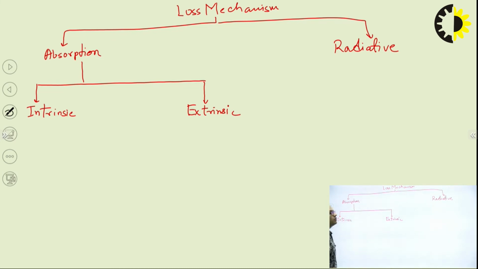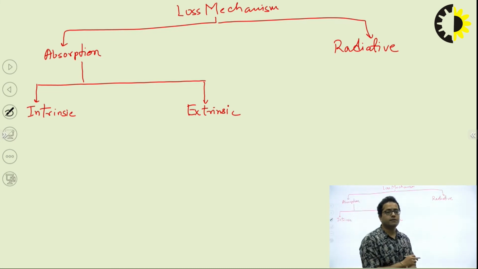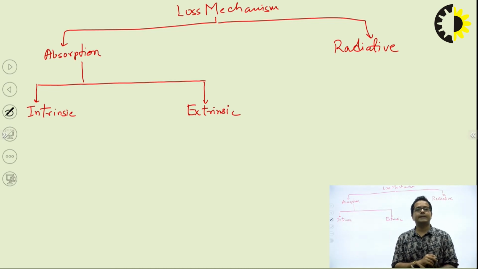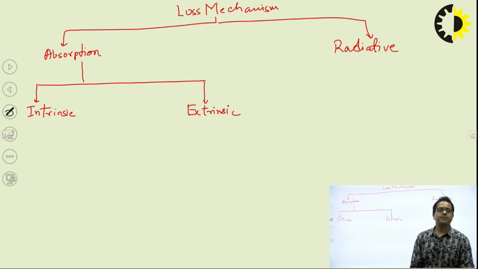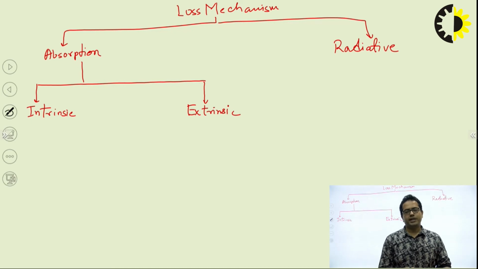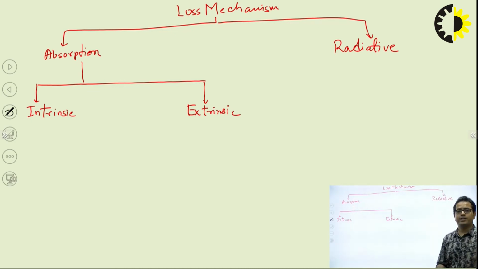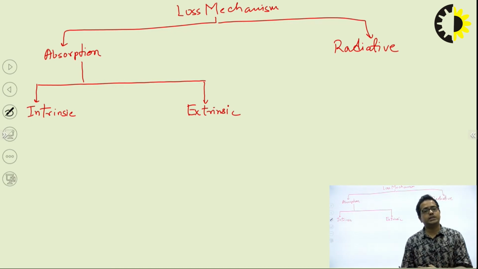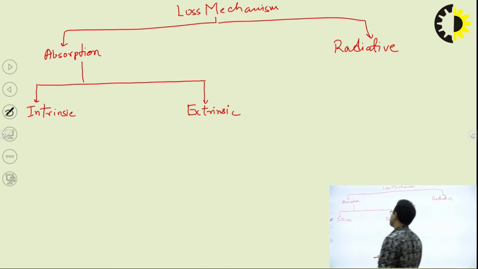Due to intrinsic phenomena, and second is due to extrinsic phenomena. Now what is happening in the case of intrinsic? We know that the optical fiber is made up of silica, that means silicon dioxide. In this case, what is happening?